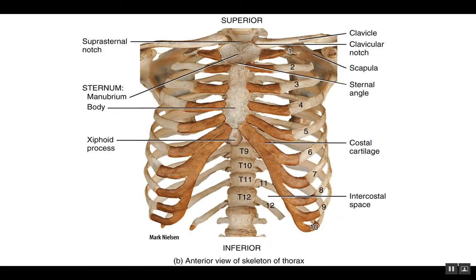We're going to next add it to the thoracic cage. So here is a sternum showing the manubrium, body, and xiphoid process. Here we have all this costal cartilage, which is holding many of the ribs to the sternum.